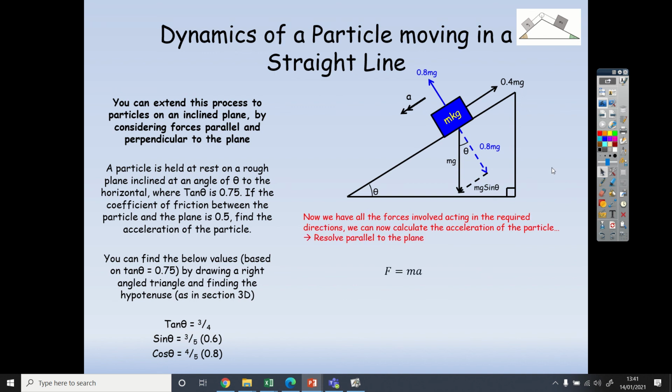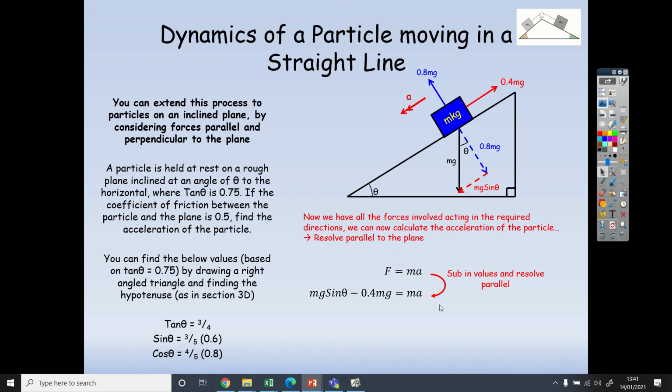Okay, now we're resolving parallel. We usually want to resolve in the direction of a, so we're going down the plane. Don't forget about the little force down here that's acting in that direction. That's the one that we need. So the red stuff now: mg sin theta points downwards, 0.4 mg points upwards, equals ma.